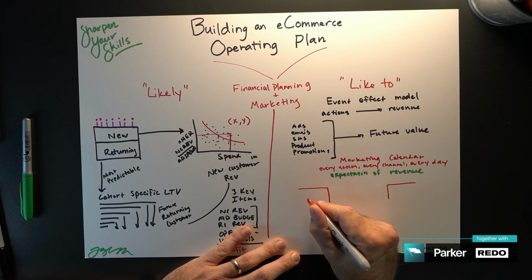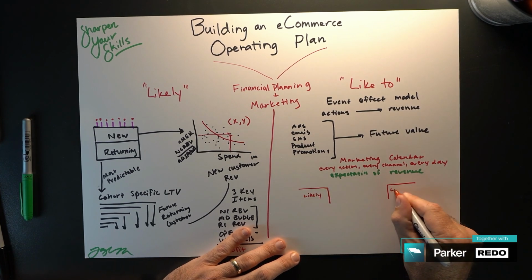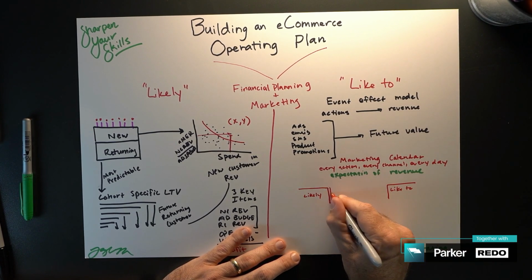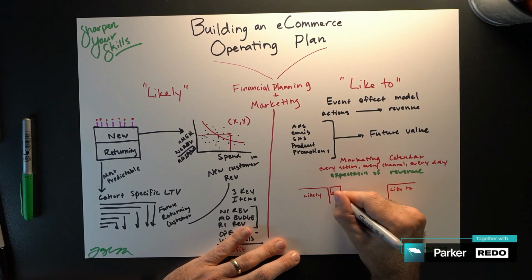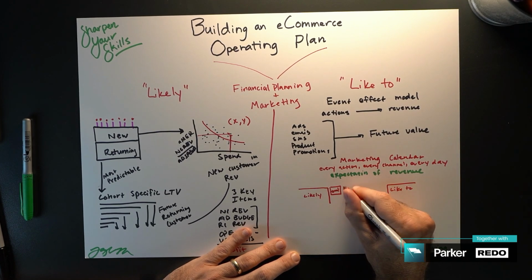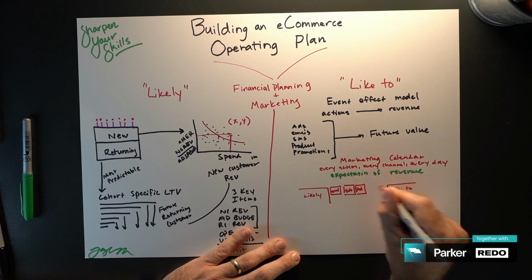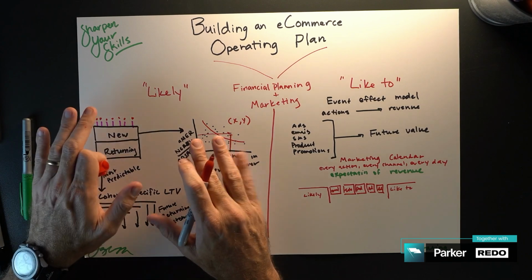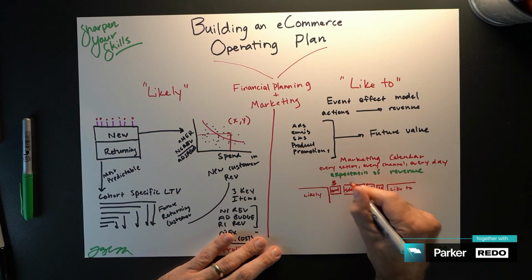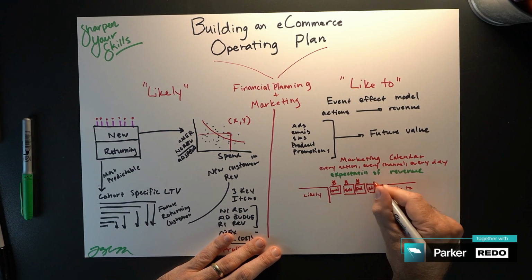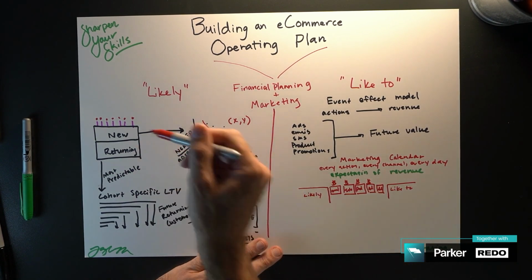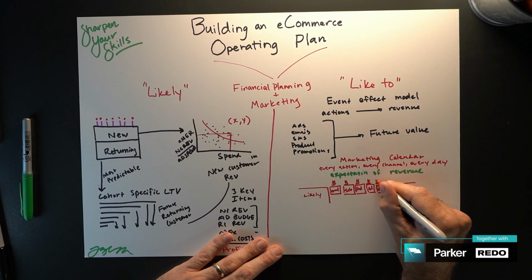Because this idea that I'm going to show you, between this likely scenario and the like to, the bridge is all of these building blocks. You actually have to build in the corresponding actions: the emails, the sales, the product releases, the ad units. Every time you add one in on top of your previous plan, you can assign a dollar value to that expectation that improves either your new customer revenue or your returning customer revenue.